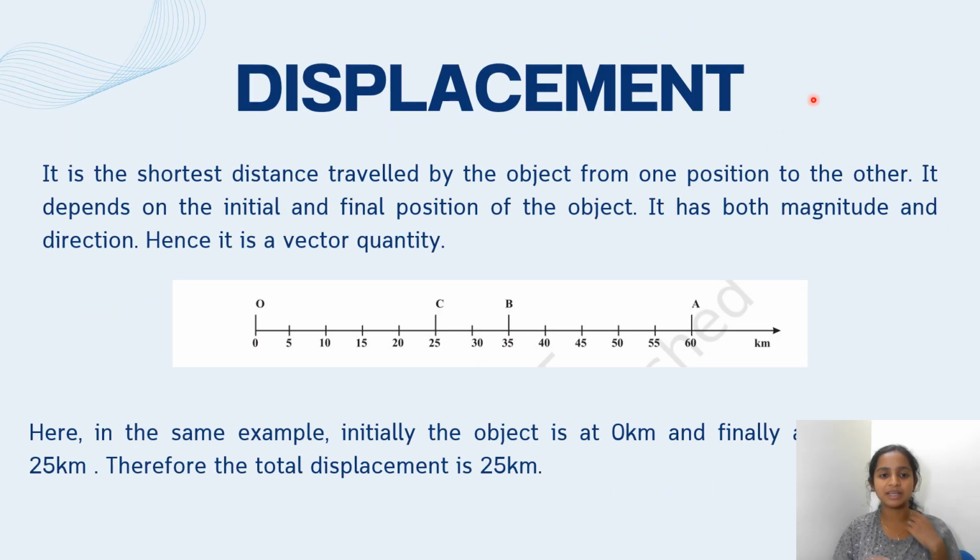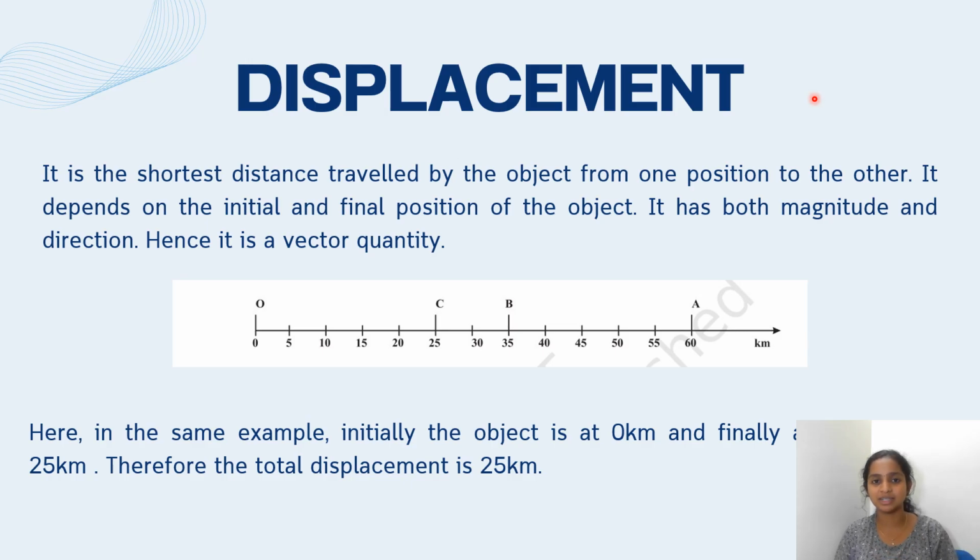Then we'll move on to displacement. So what is displacement? Displacement can be defined as the shortest distance that is traveled by the object from one position to the other. For example, you're going from your home to the school. You have different ways. Either you can go directly from home to school, or else you can travel around the town and then reach the school. So which is the shortest distance? The shortest distance is the direct one. So that is our displacement. And the other one is our distance. So displacement is the shortest distance traveled by the object from one position to another.